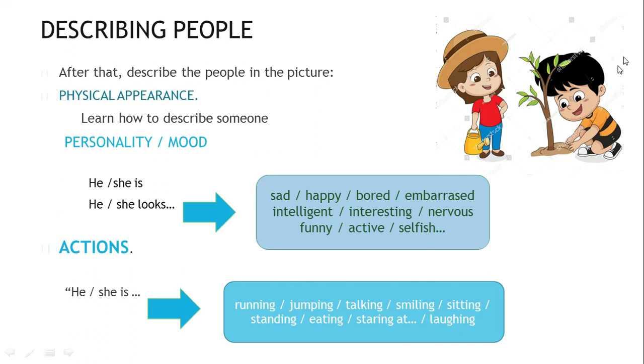Now in this picture you can see that both the boy and the girl are planting a tree. They are looking very happy. The boy is sowing the plant in the soil, and there is a smile on his face. There is a smile on both of the faces, and they are looking very happy. So that's how you can describe it. When you are describing the people, you can describe their personality, their mood, and their actions.